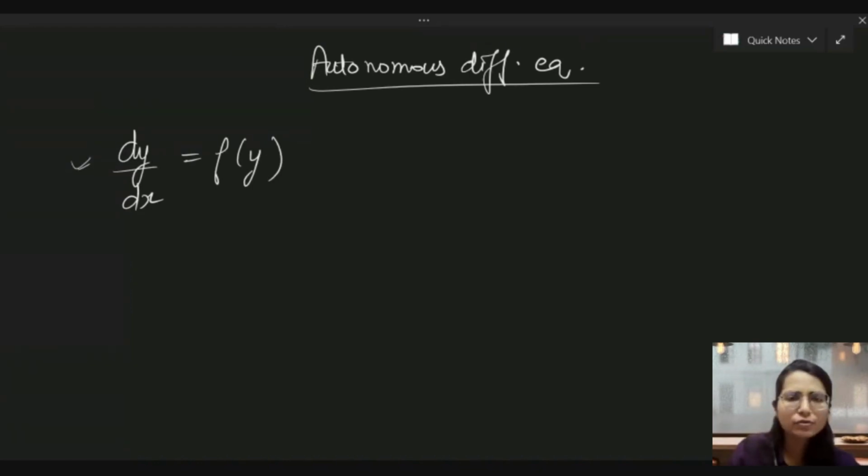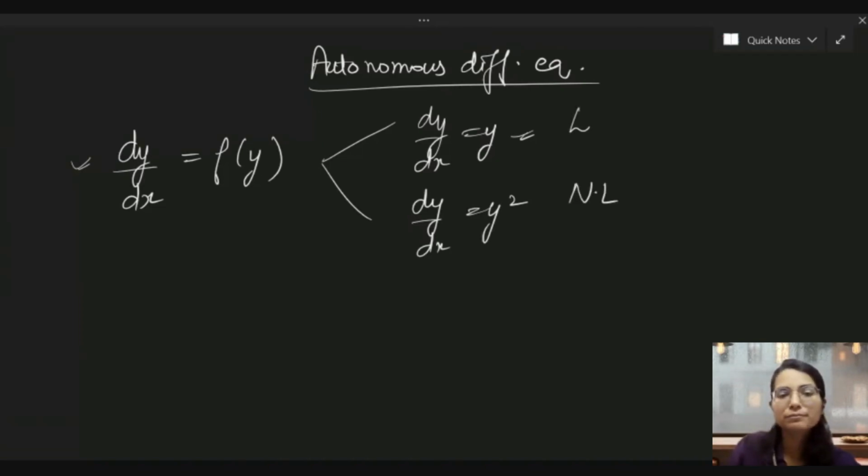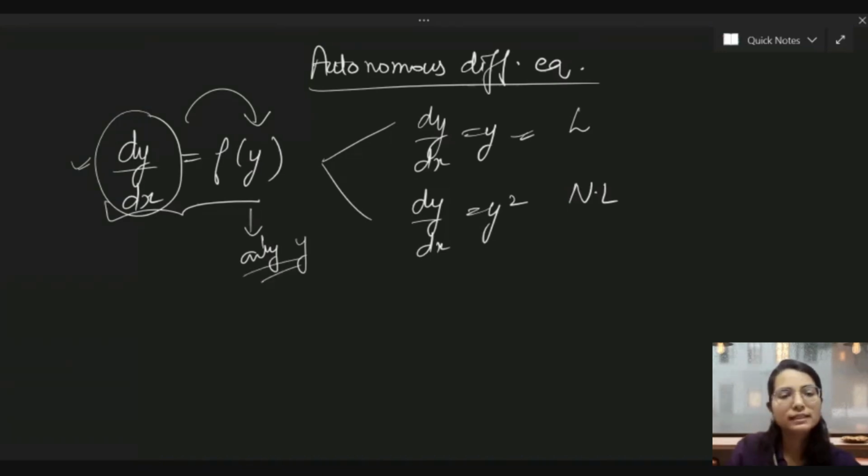They need not be linear, not at all, because I can give you two examples like dy by dx is equal to y, or dy by dx is equal to y square. Both are different. One is linear and another is non-linear. So linear and non-linear is not a factor here. These kinds of equations where dy by dx is equal to some function of y, only y should be there, only a function of y, have a specific way of solving.